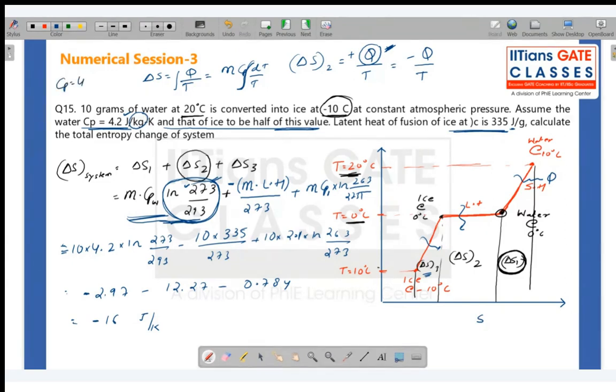Now Shivendra Raj, there is a problem in this part here. Cp is basically 4.2 kilojoule per kg Kelvin, and this is 335. You can also write this kilojoule per kg. So this should also be kilojoule per Kelvin.